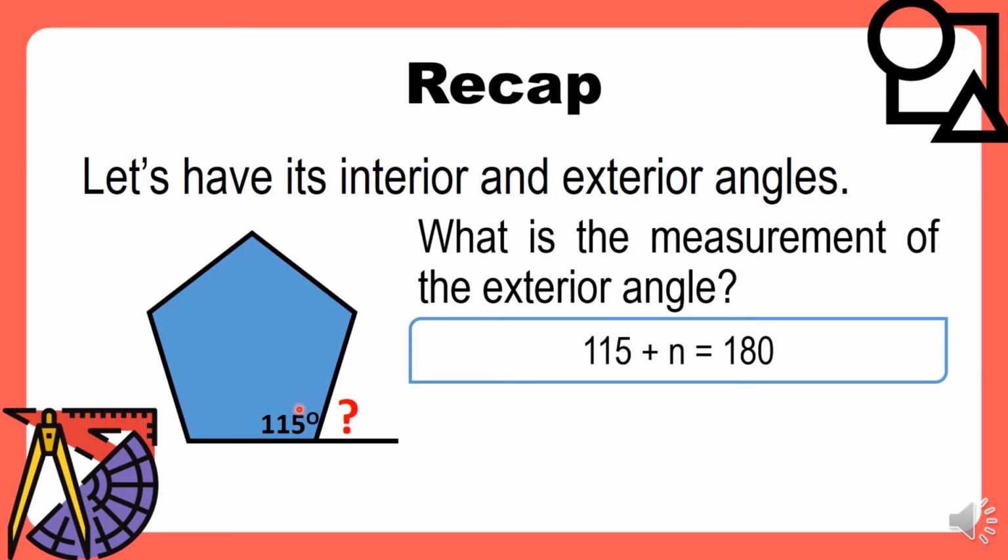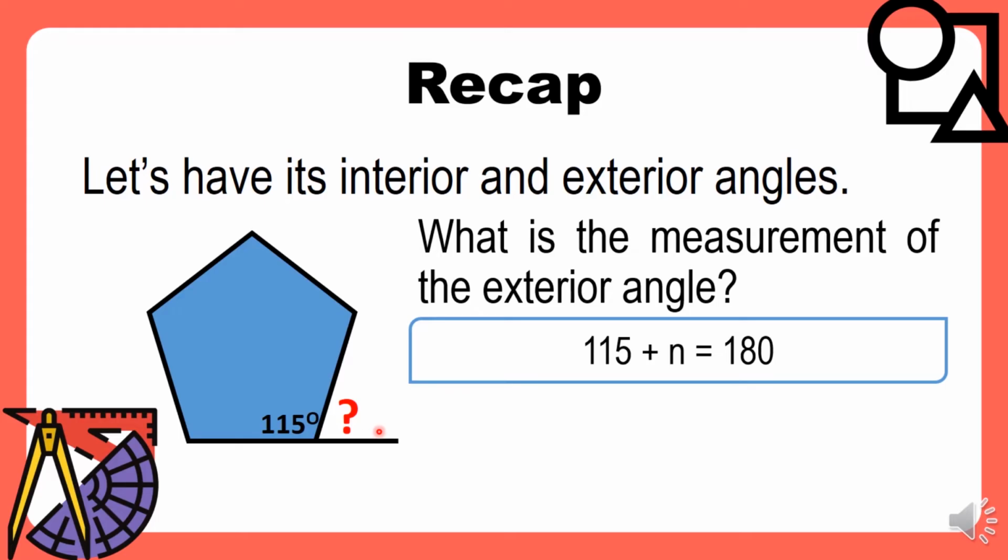Saan natin nakuha ang 115? Magaling! Ito ay ang sukat ng ating interior angle. At ang n naman ay ang measurement ng ating missing angle. Ang 115 at n ay i-equal natin sa 180 degrees. Bakit nga ba 180 degrees ang total? Magaling! Dahil linear pair ang ating mga angles.